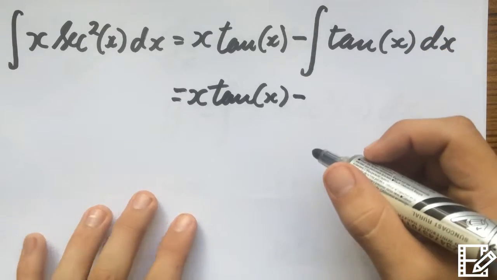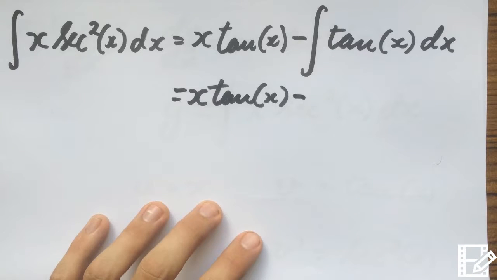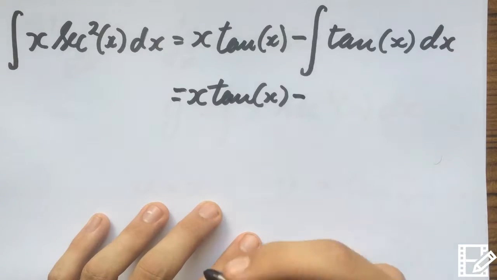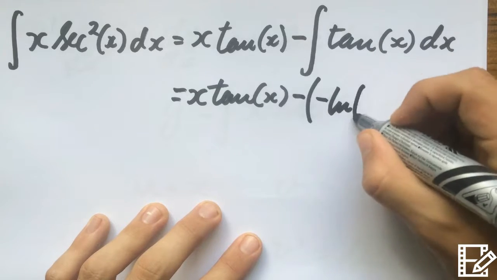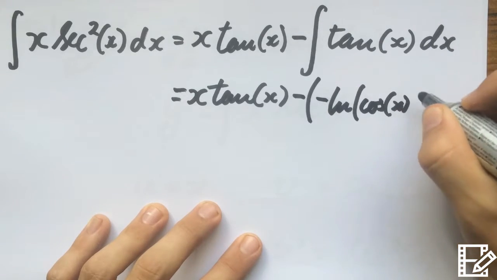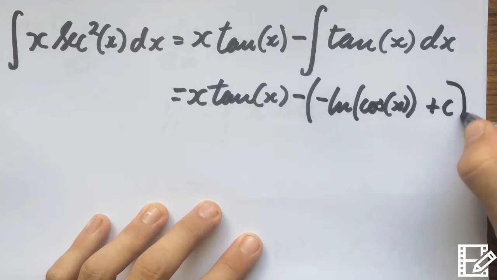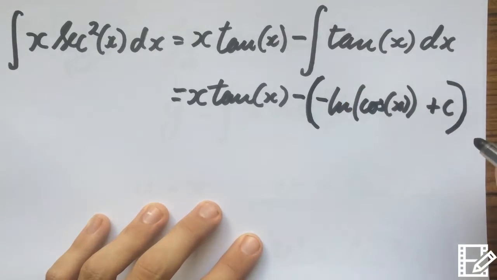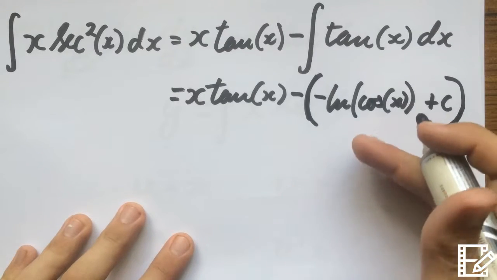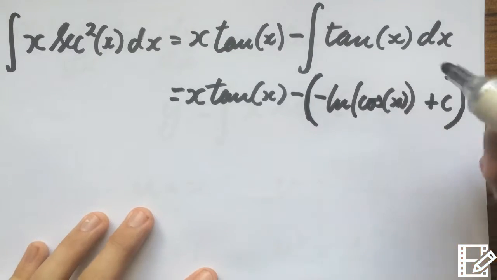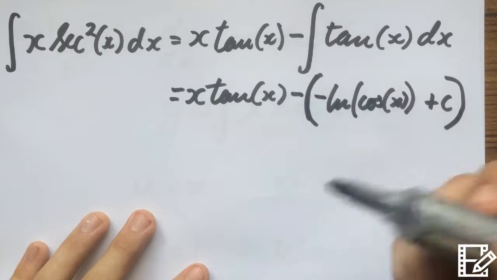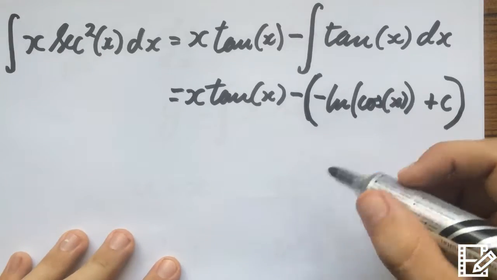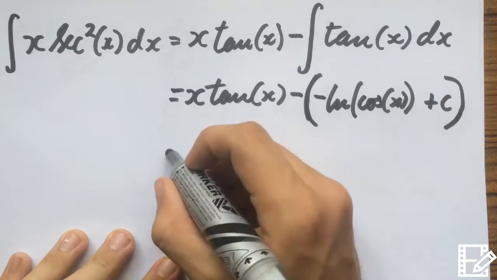Well, the integral of tan x is negative natural log cos x plus c. So that's what we're going to put in. Negative the natural log cos x plus c. Why? I'm not going to explain here, but the integral of tan x equals negative natural log cos x. It's just the way it is. Okay, so now that we have this, let's simplify it down.